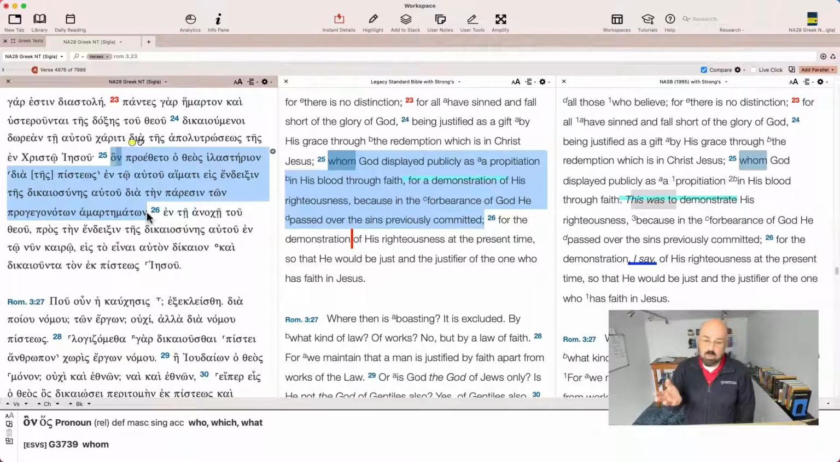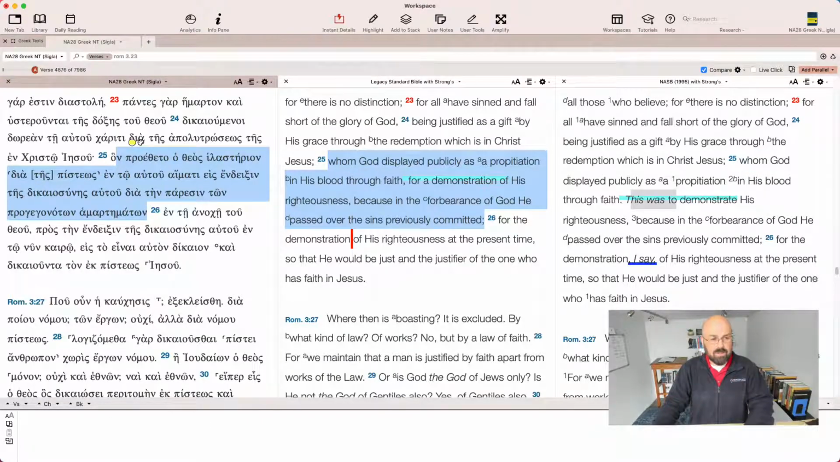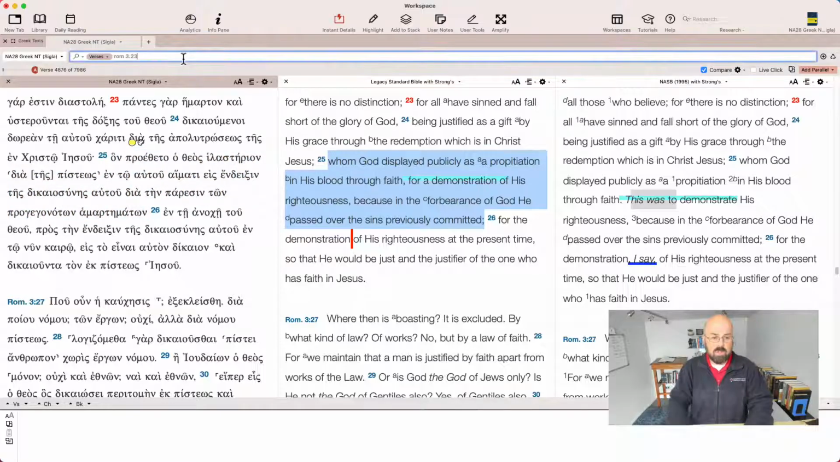Now, the challenge with any translation is going to be, do we require more work of the reader, or do we make it easy for the reader? Another example of this, in fact, I think I might have even skipped over one or two that I was going to go through here. Yeah, I did. Let me show you another one here.